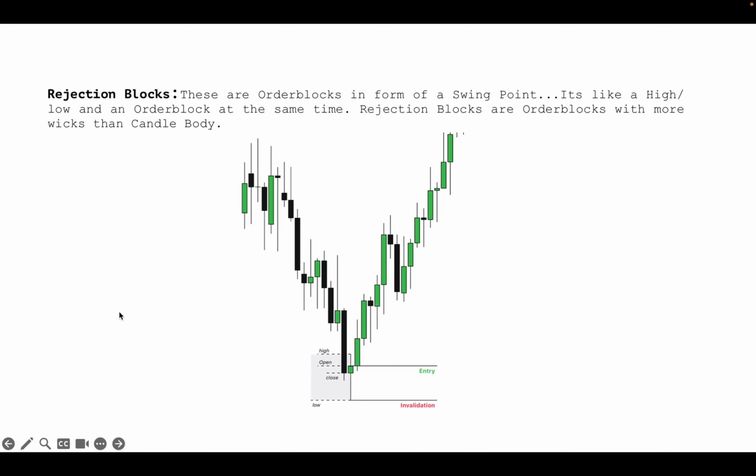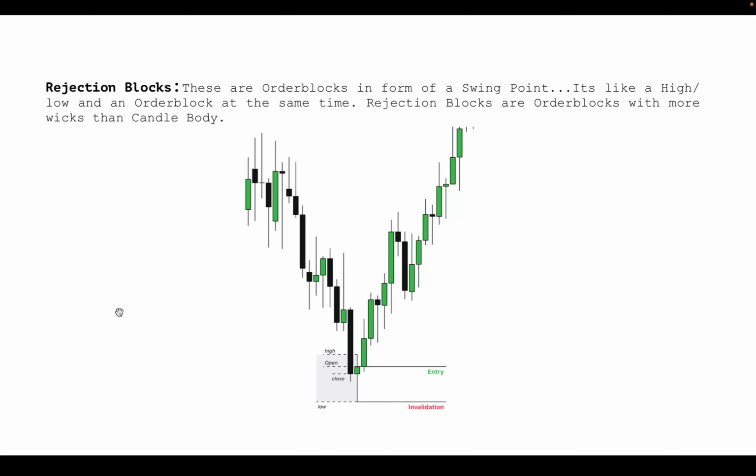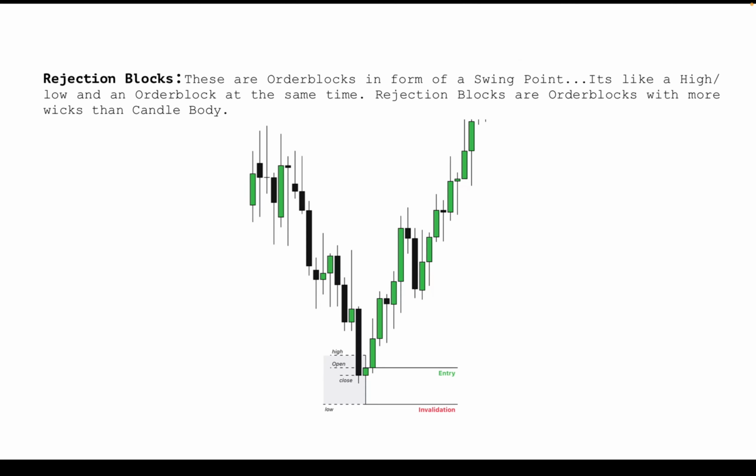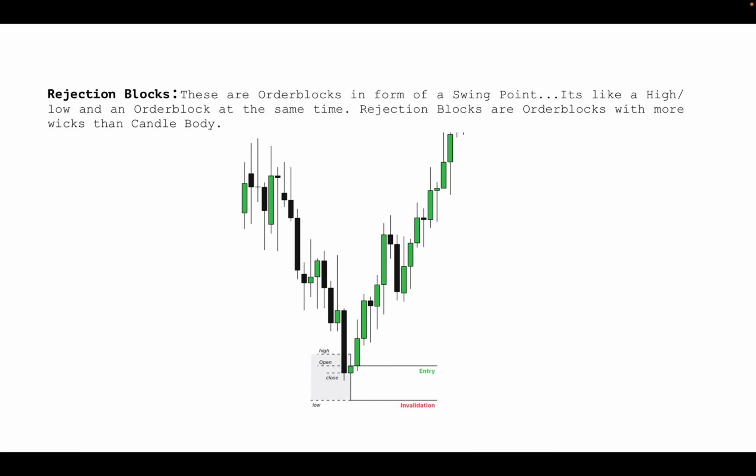So our next slide will be explaining rejection blocks. Rejection blocks, these are order blocks in the form of a swing point. It's a high or low and an order block at the same time. Rejection blocks are order blocks with more wicks than candle body. So rejection blocks are mostly found at the swing points during price action.